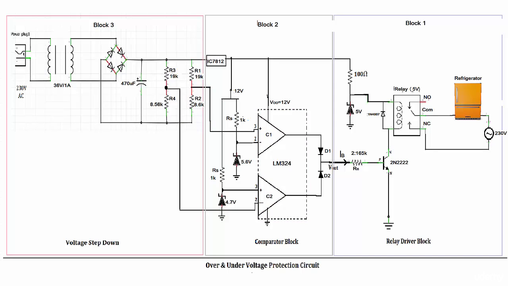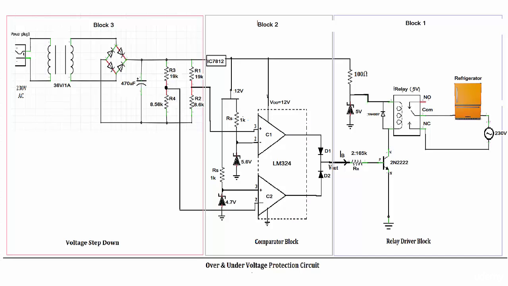Now what will happen if the voltage is neither under nor over? Then it means it is in the safe range. Then the divider value here will be in between the reference voltages and the output of both the comparators will be 0 volt. Hence, because there is no output from the comparators, there is no input for the switching circuit, so it will not activate and the refrigerator circuit remains connected and the refrigerator will remain on.